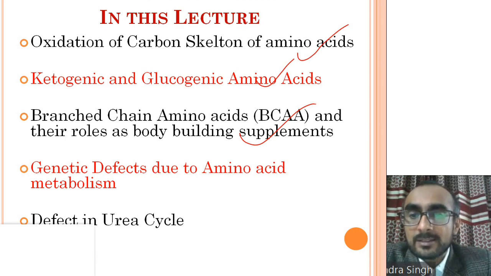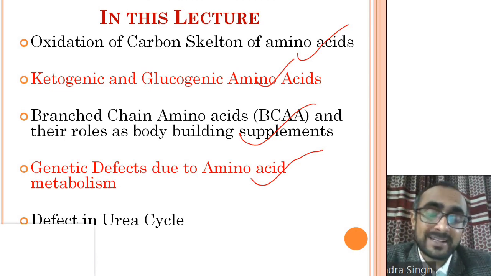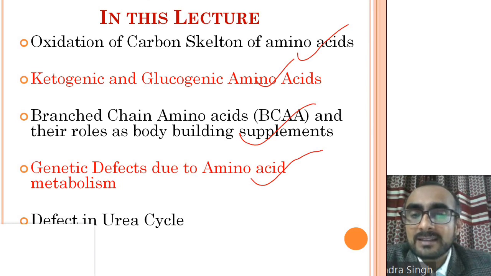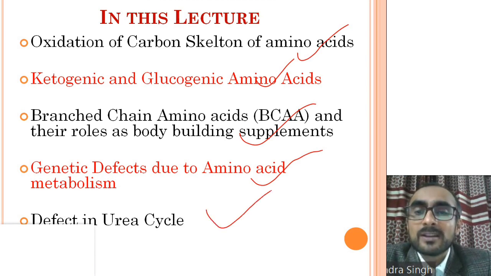Then we'll discuss genetic defects in amino acid metabolism. If some enzymes of amino acid catabolism are defective or mutant, in that case metabolic disorders arise. So we'll discuss those, and also we'll talk about defects in the urea cycle. If there is a defect in any enzyme which is part of the urea cycle, how to treat that and what can happen.